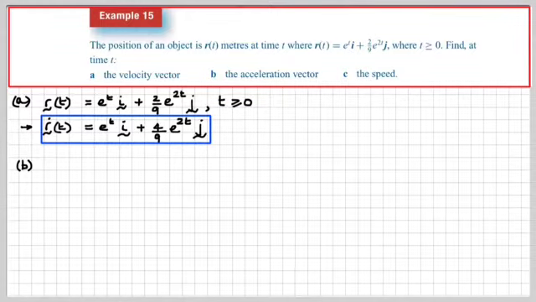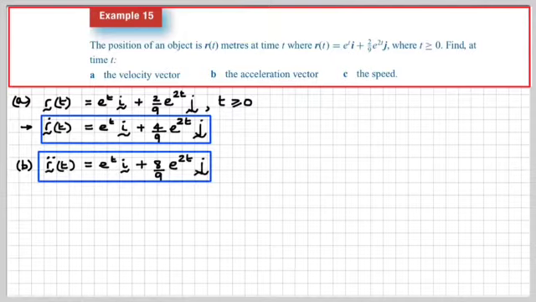And part B, the acceleration vector, just do the derivative of what's in the box above. This component doesn't change because it's just e to the t. This one does because it's got some chain rule in it. Okay, there it is. That's the acceleration vector. Now we've got to do the speed.